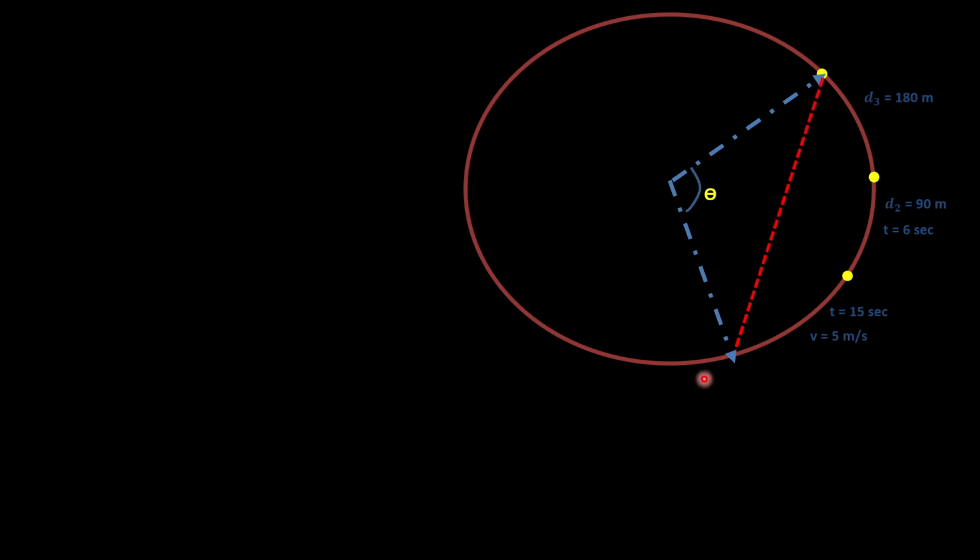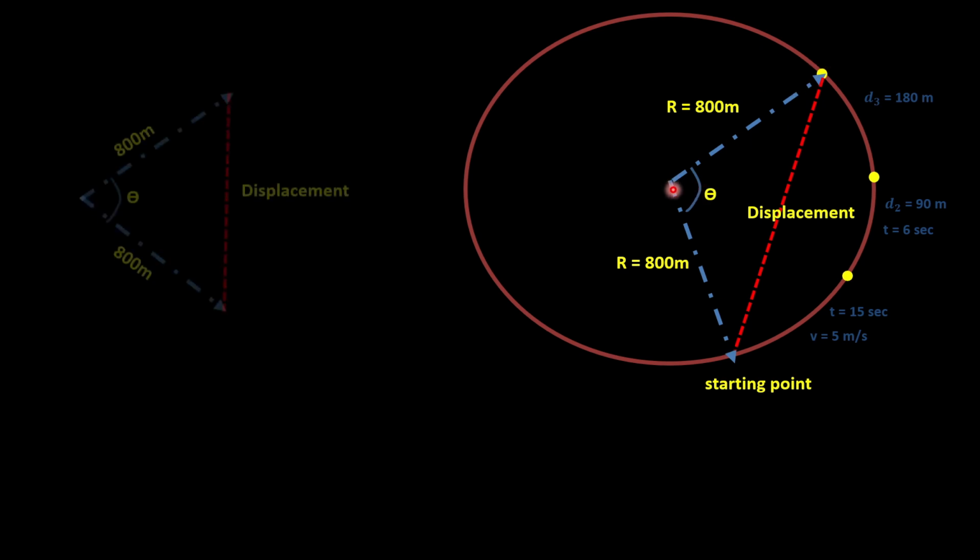This is the change in position, that is displacement. Diba? Kanina, total distance traveled is the arc. Ngayon, straight line is the displacement. Starting point. So, makakabuo tayo ng isang triangle. So, isosceles triangle. Is equal yung dalawang legs niya.